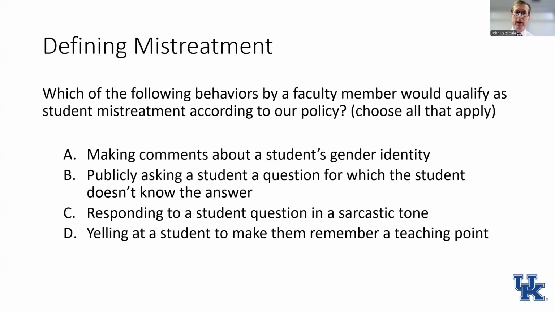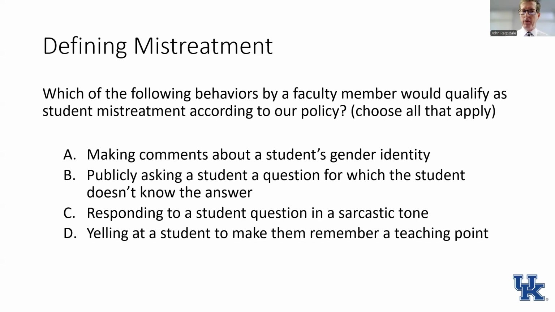So I have a question for you to consider. Which of the following behaviors by a faculty member would qualify as student mistreatment according to our policy? And you can choose all that you think might apply. So think about which ones of these you think would apply as I read through these. A, making comments about a student's gender identity. B, publicly asking a student a question for which the student doesn't know the answer. C, responding to a student question in a sarcastic tone. D, yelling at a student to make them remember a teaching point.